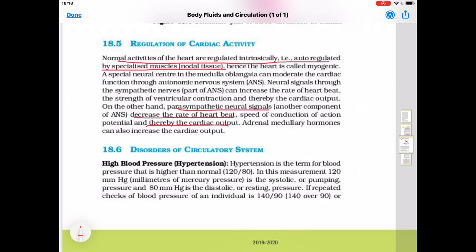Again, the adrenal medullary hormones: in the adrenal gland, the medulla part is there, which secretes adrenaline hormone. So this hormone can also increase the cardiac output, cardiac activity.